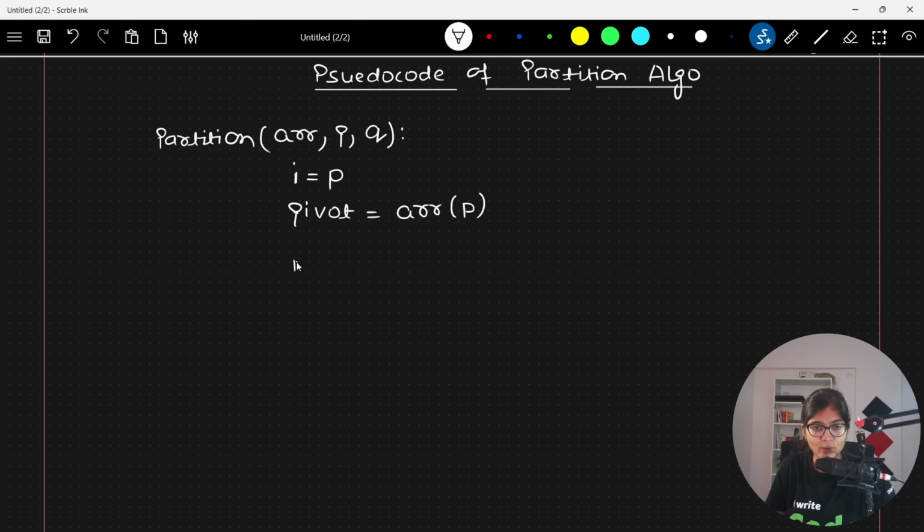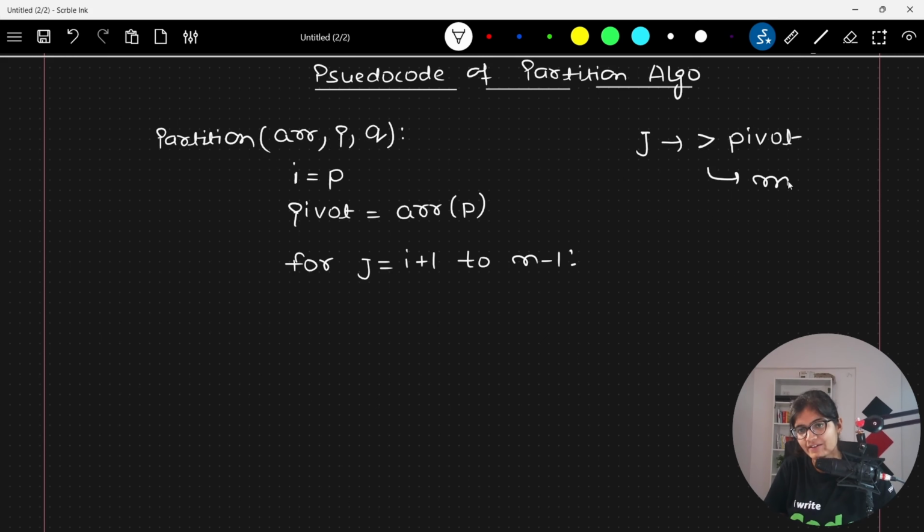Okay. Now we are applying one for loop which will start from the value of i plus 1 and will go until the value of n minus 1, meaning until the end of the array, we are doing one simple traversal. Inside the traversal, because we know that the importance of j is to take an element which is greater than the pivot element.